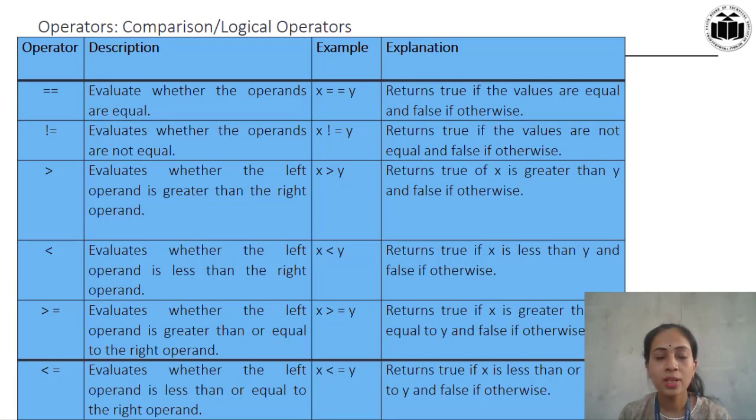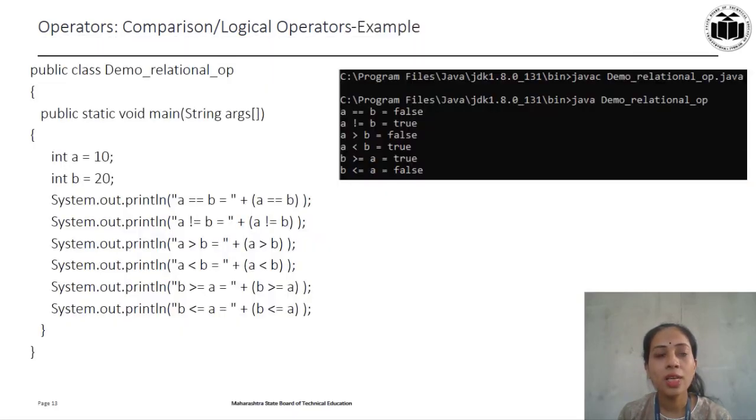Now let us explain the concept of comparison operators with the help of an example. Here I have declared two variables a and b, that is 10 and 20. If I mention a == b, the result is false because the values of a and b are not the same. In the next, a != b, in that case your result is true. So likewise, you can perform comparison operators in Java.